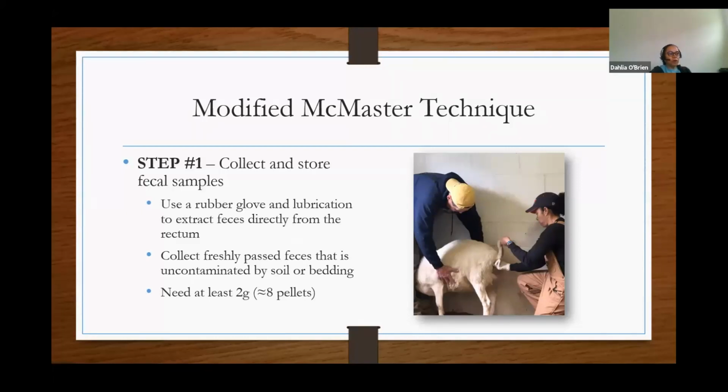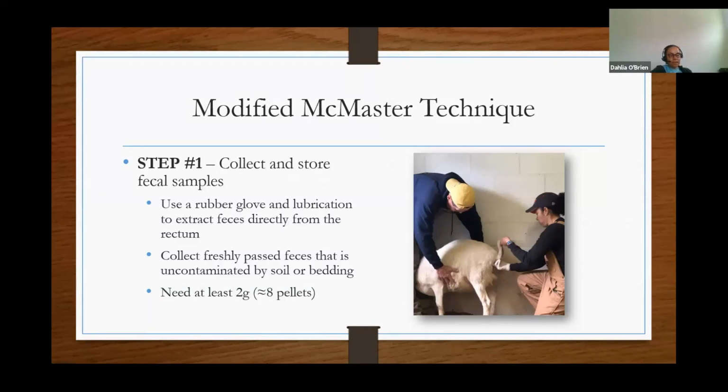So as I mentioned before, you'd want to use a rubber glove and lubrication to extract feces directly from the rectum. You can collect it off the soil or bedding or wherever if it is fresh, and you want to collect it from the top or center of that manure pack, so you don't get a lot of debris or dirt contaminating that sample.